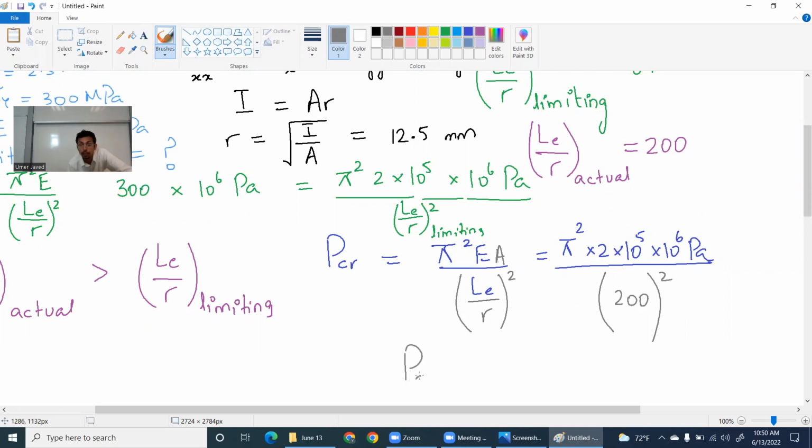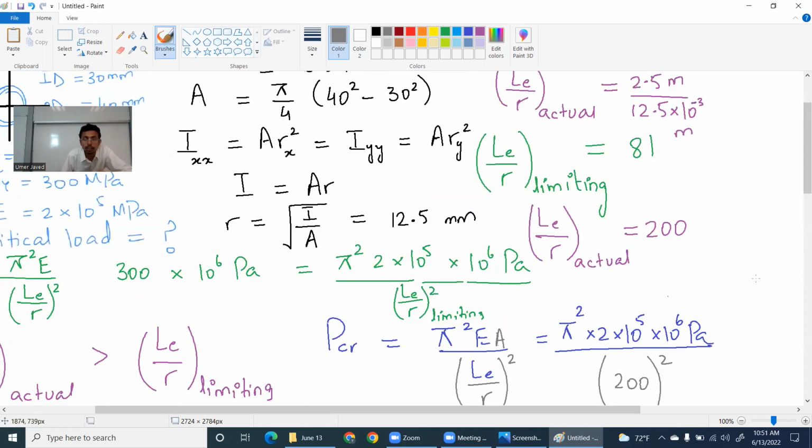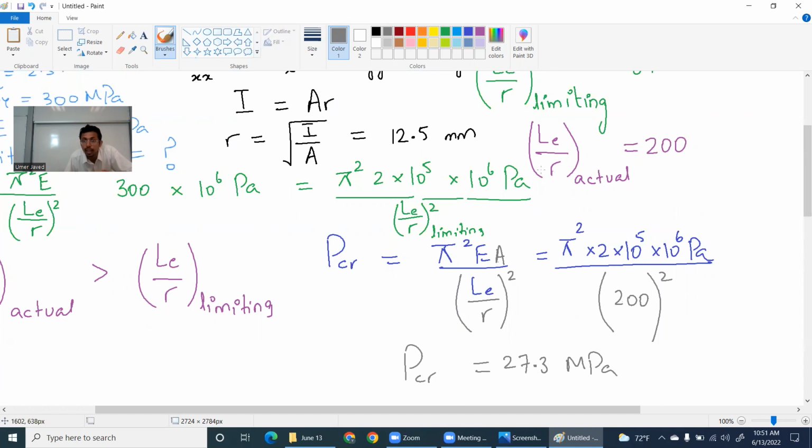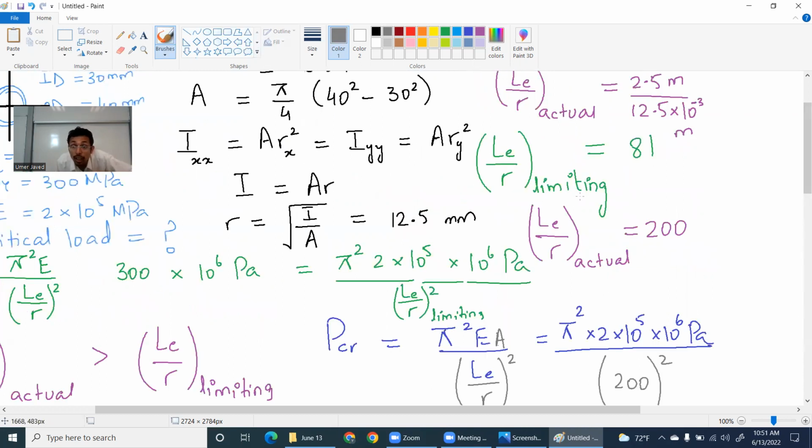So why don't you tell me the P critical? I hope I haven't made a mistake, because I think I have. Pi square. My notes are different. No, I have 27.3 here. This means I have made a mistake. Isn't it 27.3? Can you double check LE over R actual, by the way? This is wrong, LE over R actual. 29.3, okay. Yeah, 29.3. Hang on.